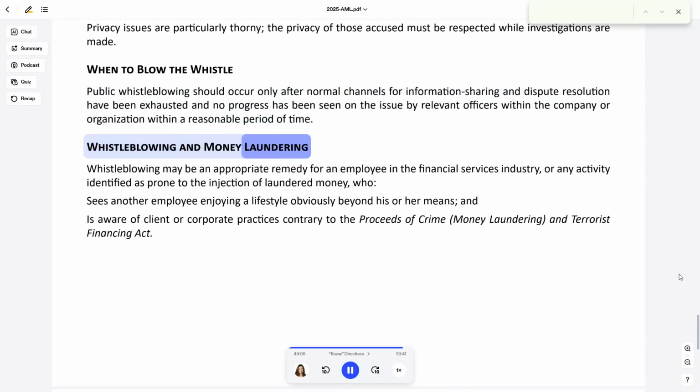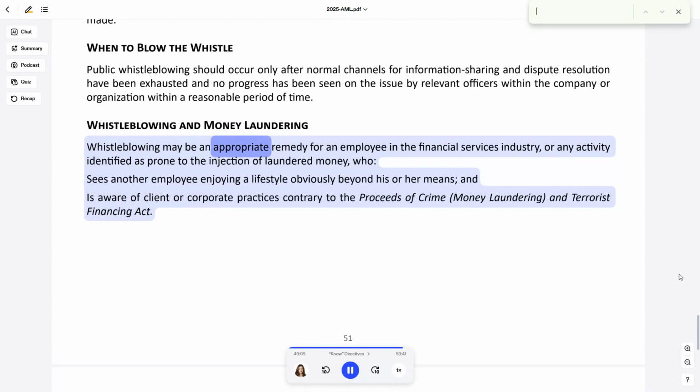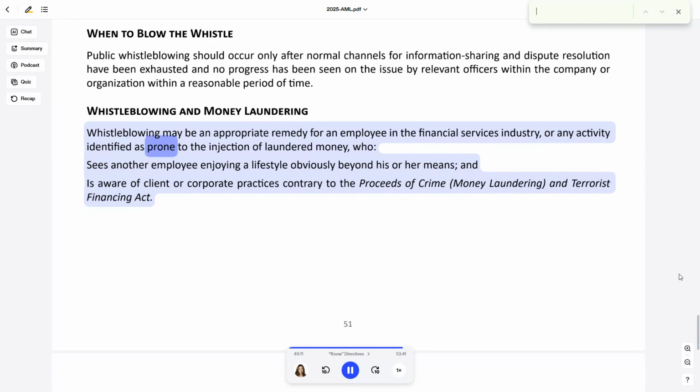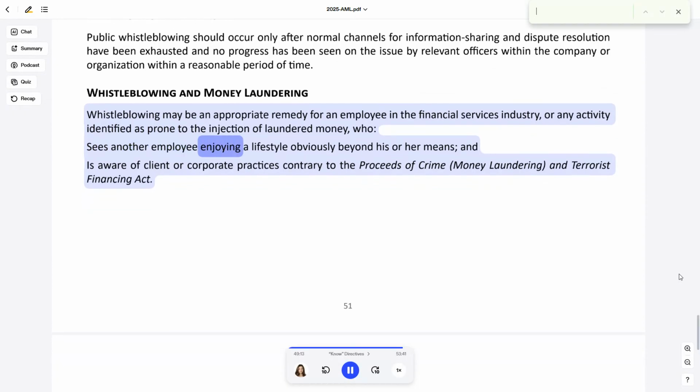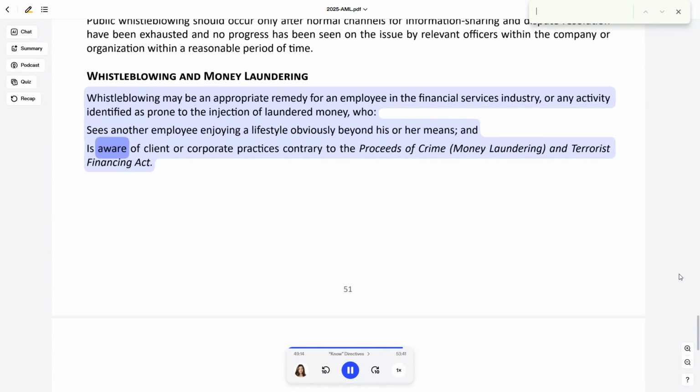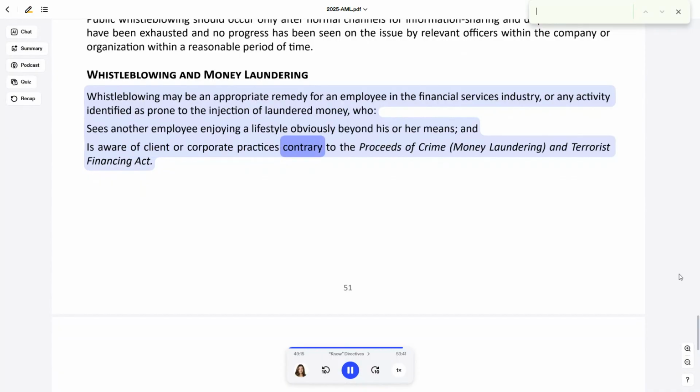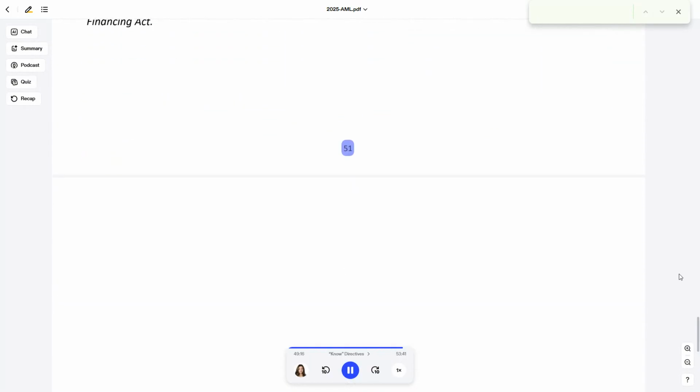Whistleblowing and money laundering. Whistleblowing may be an appropriate remedy for an employee in the financial services industry or any activity identified as prone to the injection of laundered money, who sees another employee enjoying a lifestyle obviously beyond his or her means, and is aware of client or corporate practices contrary to the Proceeds of Crime, Money Laundering, and Terrorist Financing Act.